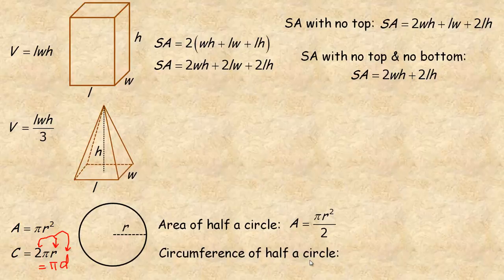And the circumference of half a circle, if we want the distance for half a circle, then we could take our 2 pi r and divide out the 2, and it's actually just pi r. Now if you do the pi d formula, then you would just write it as pi d over 2, and that would work out to the same thing.